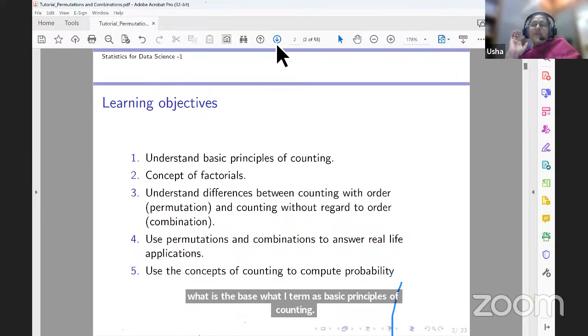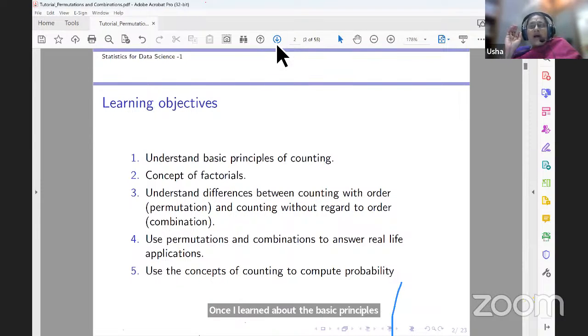Once I learn about the basic principles of counting and how to count, and by count, I do not mean counting 1, 2, 3, but counting the number of outcomes in a particular instance. That is what I mean by counting. We will understand what is ordered counting and counting without regard to order.